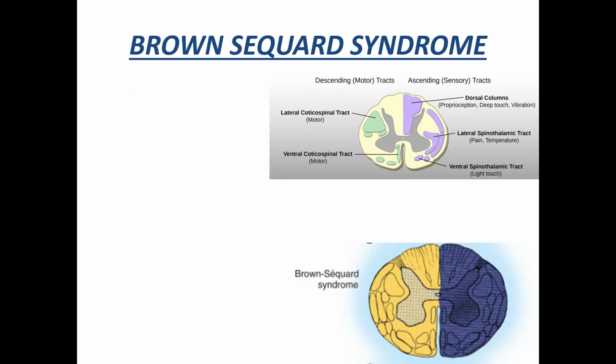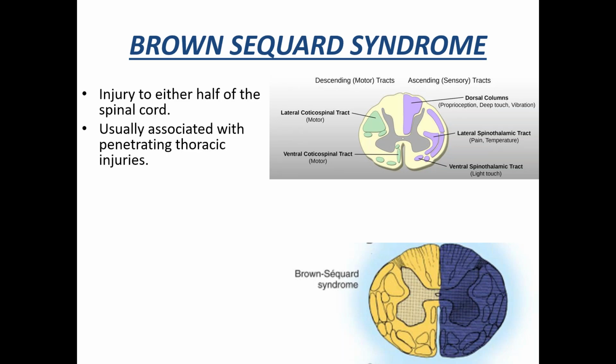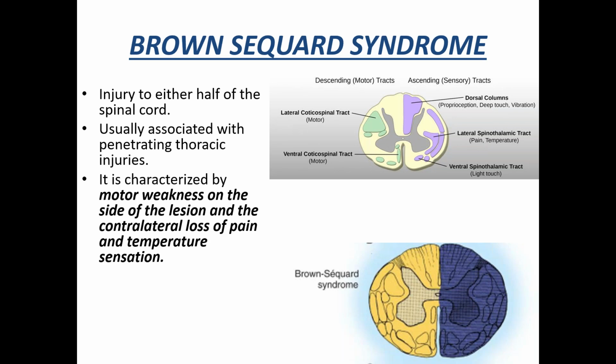This is Brown-Sequard syndrome, where there is injury to either half of the spinal cord, usually associated with penetrating thoracic injuries. It is characterized by motor weakness on the side of the lesion and contralateral loss of pain and temperature sensation. Prognosis for recovery is good.